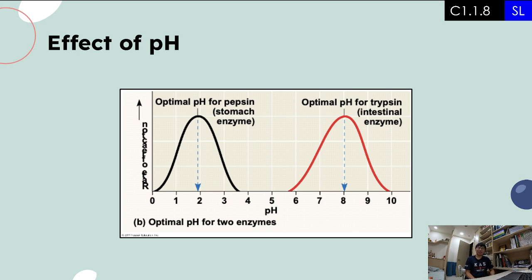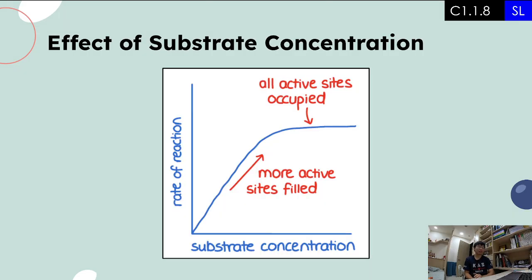For trypsin, which is an enzyme in our intestines, which are slightly basic, slightly alkaline, its optimal pH level is a bit alkaline. And what that means is that you want your enzymes to be at the correct pH, so not too low or not too high, as both will decrease the effectiveness of the enzyme.